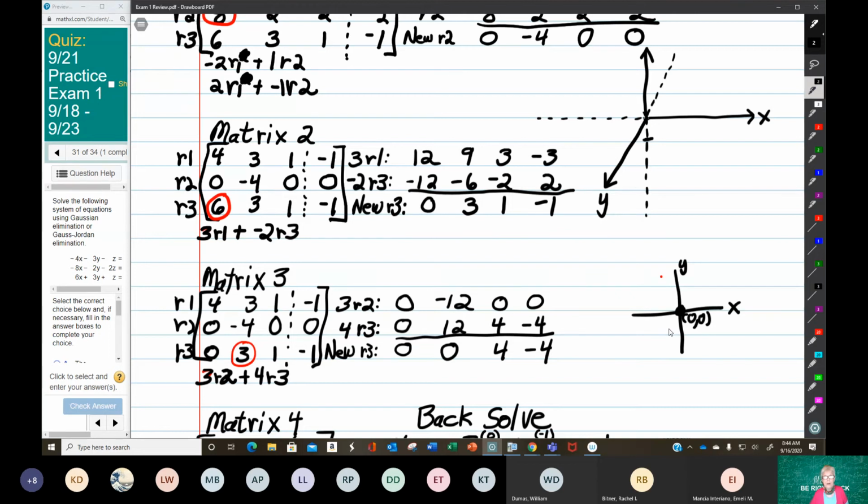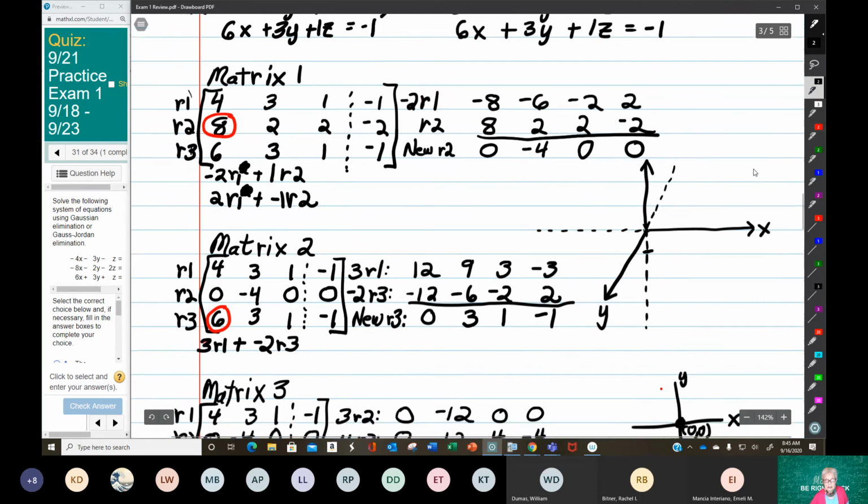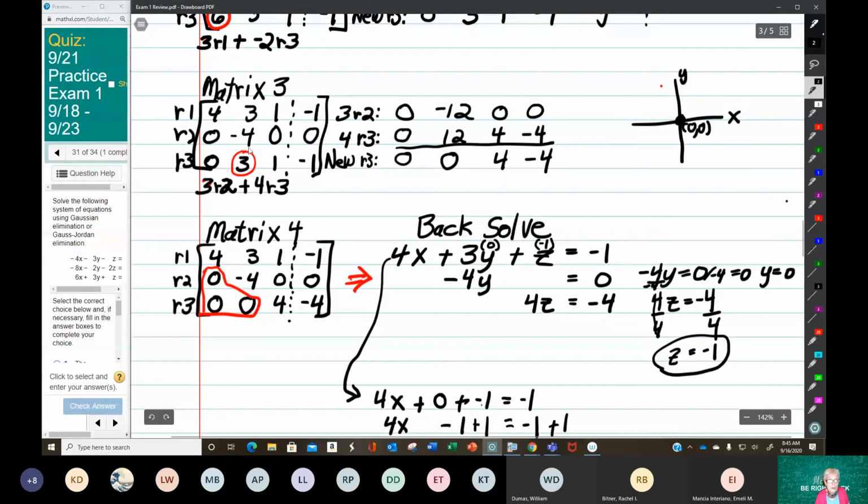The steps are the most important part. Starting out you use R1, going up. You use R1 and R2 to zero out this position. Then you use R1 and R3 to zero out that position. Then you use R2 and R3 to zero out this position. Then once you have your lower triangle of zeros, you are ready to start back solving.